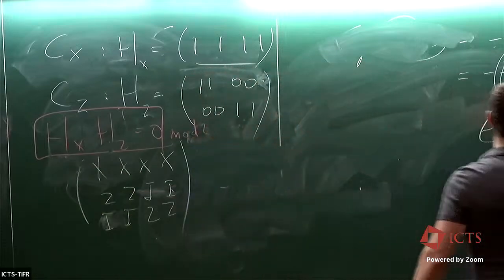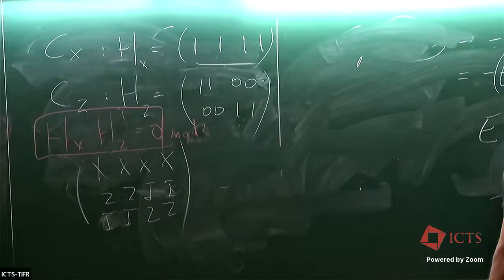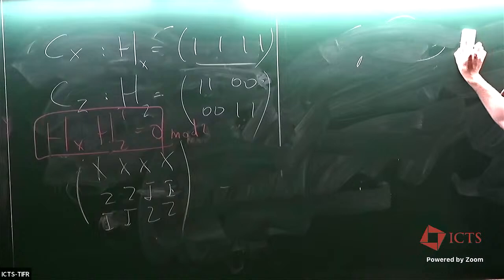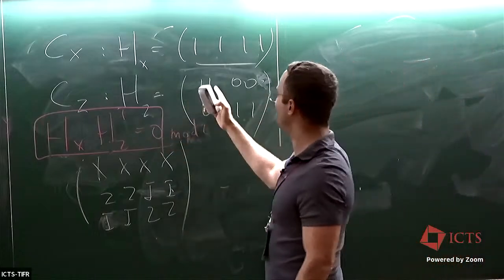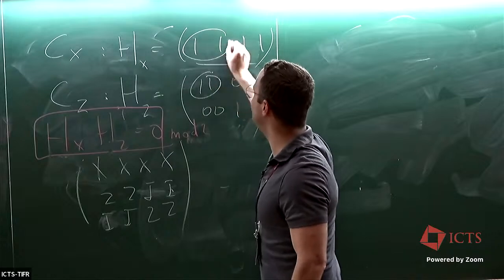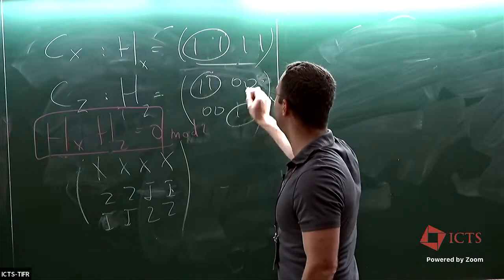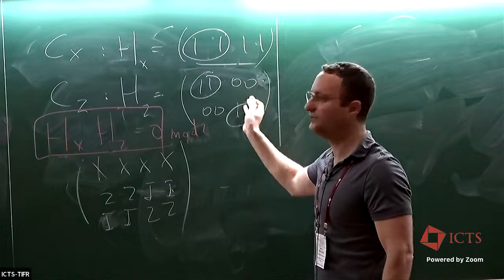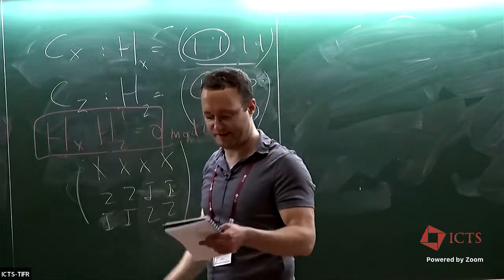So I cannot take any two classical codes and combine them into a quantum code. They need to meet, they need to collide in pairs, okay? So this one is okay because it collides with this in pairs, and this one is also okay because it collides with this in pairs. So it will satisfy this condition.